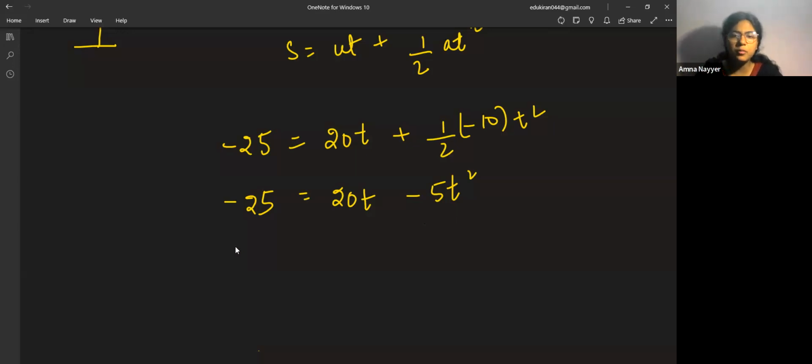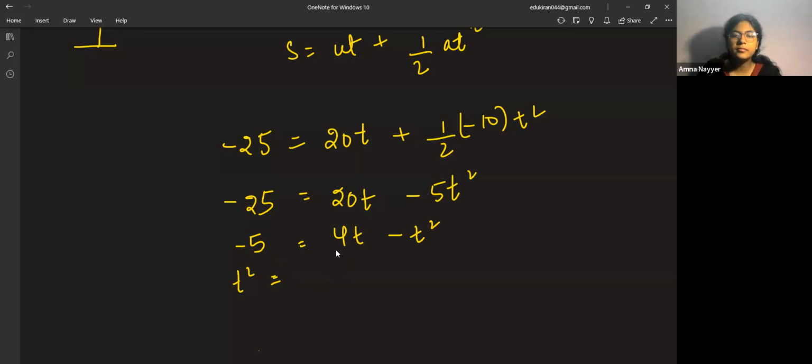Let me take 5 common from here. If I divide the entire equation by 5, I'll be left with minus 5 here, 4 here, because 5 into 4 is 20, and 1 here, so minus T square. This is the equation. Let me bring the minus term over that side. This is just to solve it. The question has been solved, T has to be found. If the equation was simple, I could have used this only. But since this involves T square and T also, it is a quadratic equation, right? So this won't be solved in one single step.